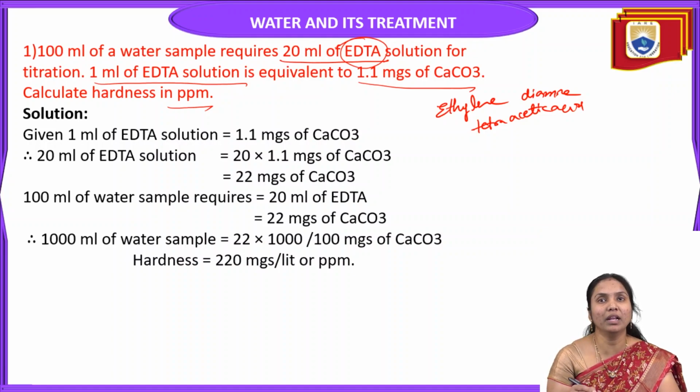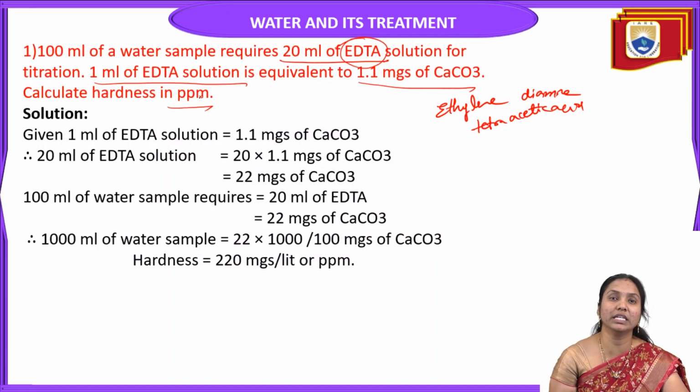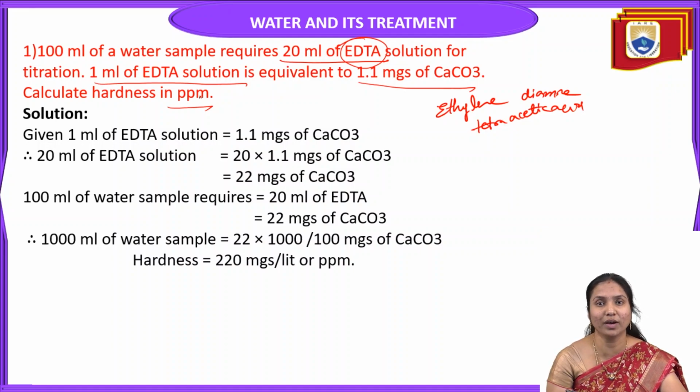Here, 100 ml of water sample requires 20 ml of EDTA. How much hardness causing ions are present in this 100 ml of water can be estimated by using 20 ml of EDTA solution for titration. 1 ml of EDTA solution is equivalent to 1.1 milligrams of CaCO3. Calculate the hardness in ppm.